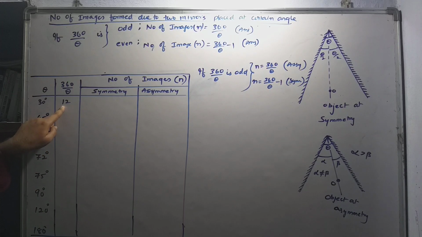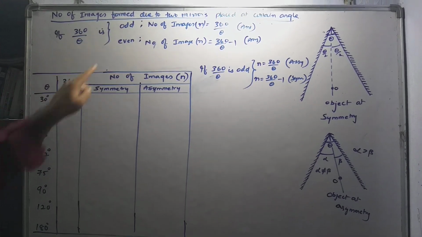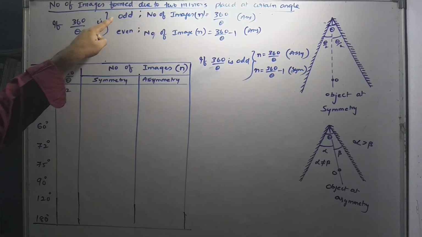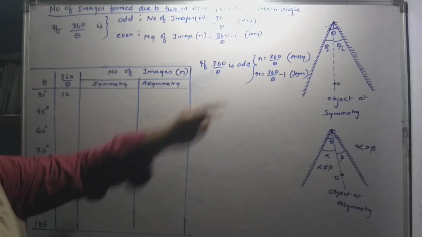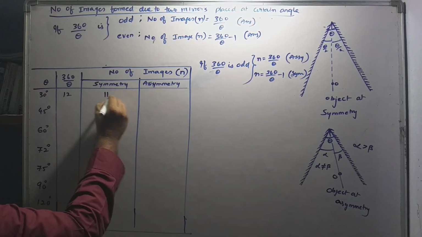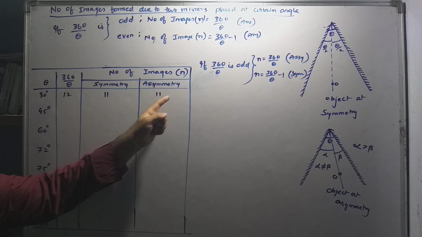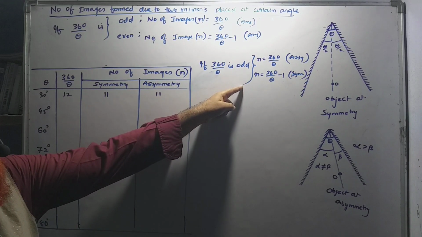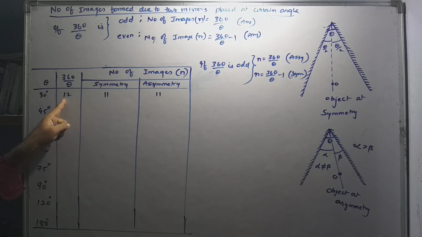Okay, so 12 comes under the first condition, whether it is odd or even. If you observe here, it is not going to be odd, it is going to be even. Then the number of images is going to be 360 by theta minus 1. So your answer is 11 and 11, because the symmetry and asymmetry subconditions are applicable only for the odd condition, but this is the case of even. So 11 and 11 is going to be the answer.